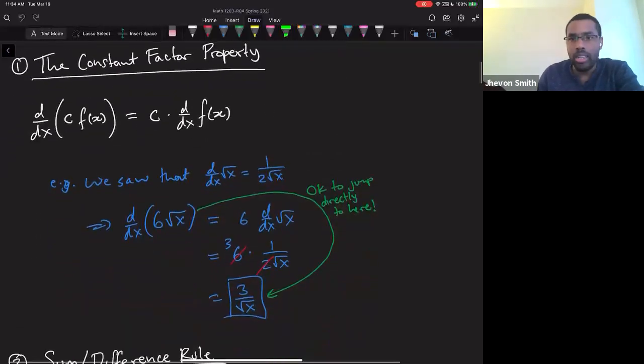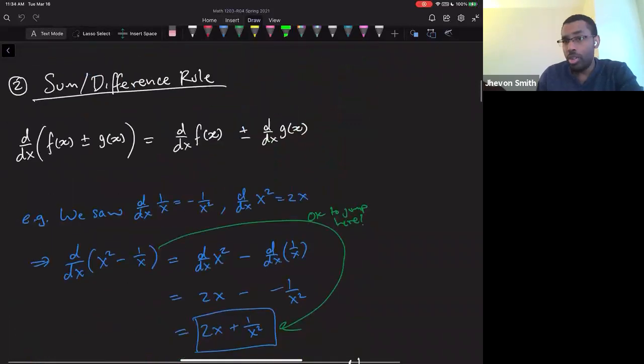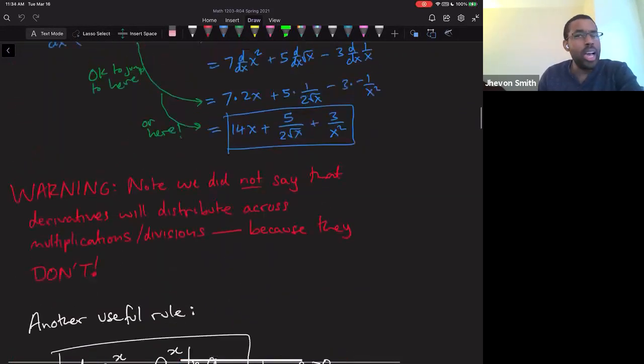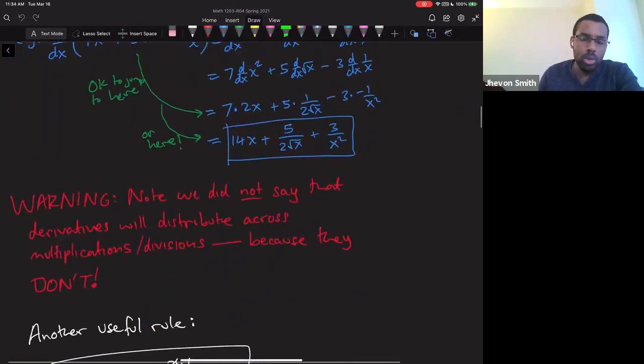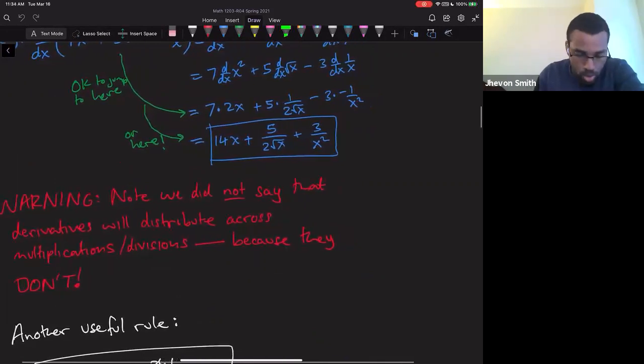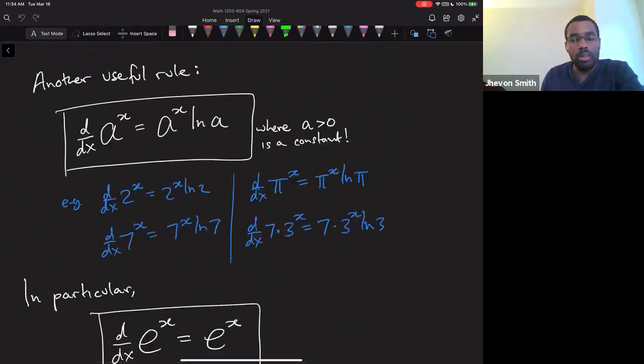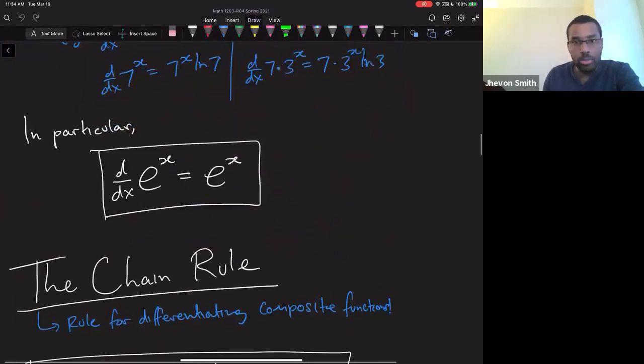We have some properties like the constant factor property. We can factor constants in and out of derivatives. Derivatives distribute across sums. So if I want to take the derivative of a sum of things, I can just take the derivatives of each one individually. We had a gap in our knowledge when it comes to multiplications and divisions of functions, but we fixed that last class with the product and the quotient rule. We also looked at rules for differentiating certain kinds of functions, like a general exponential function, the natural exponential function.